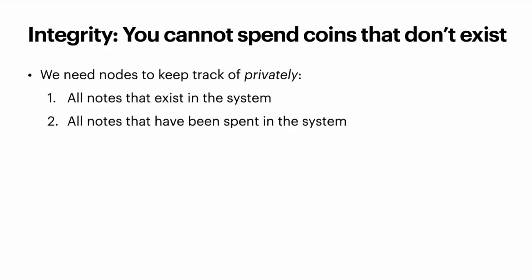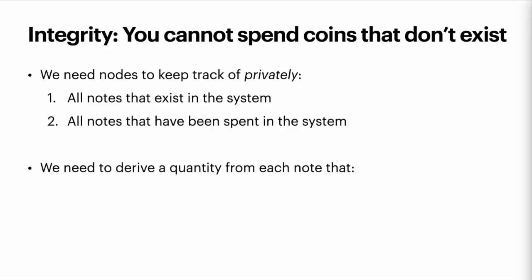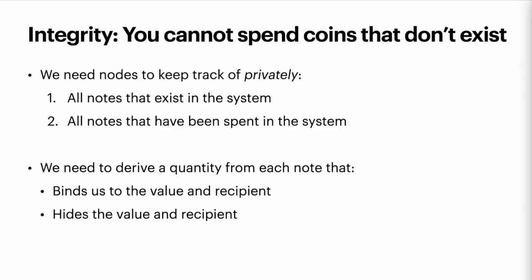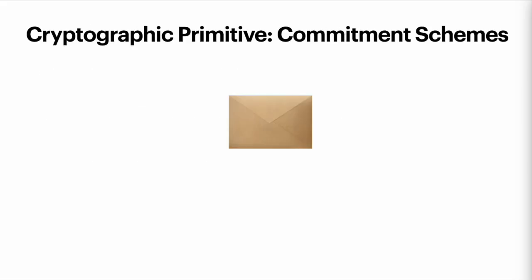So we are going to do the following. We're going to derive a quantity from each note that binds us to the value and recipient, so we can't change it later. We can't say, oh, my 1 Bitcoin note was actually a 5 Bitcoin note. And it also needs to hide the value and recipient such that we maintain our privacy requirement. So what we're going to do is derive a note commitment from every note and store those on each node. Okay, so what is a commitment scheme?